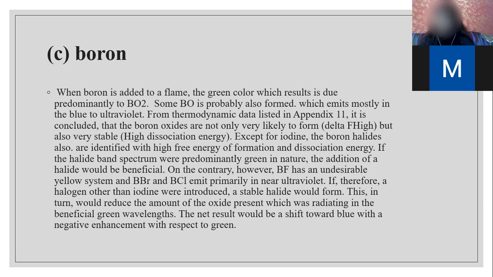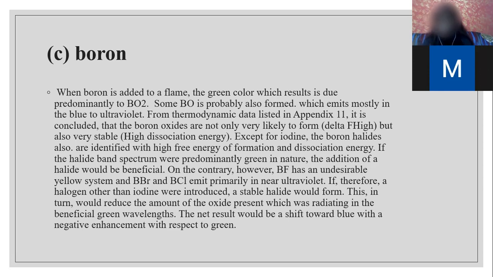If the halide band spectrum were predominantly green in nature, the addition of a halide would be beneficial. On the contrary, however, boron fluoride has an undesirable yellow system, and boron bromide and boron chloride emit primarily in the near ultraviolet. So BF, we can say that boron fluoride has an undesirable yellow system, whereas boron bromide and boron chloride emit primarily in the near ultraviolet.